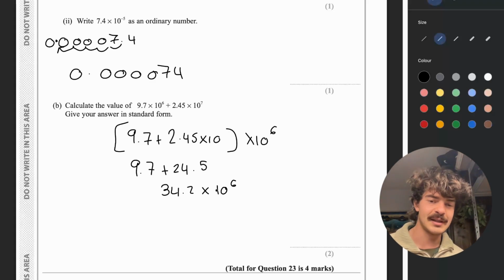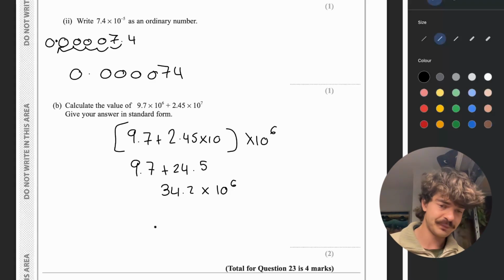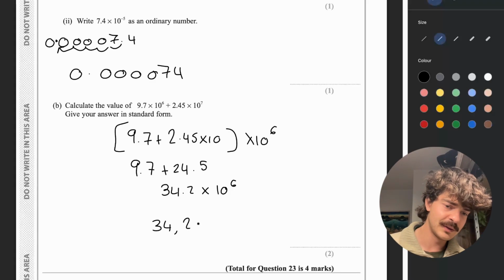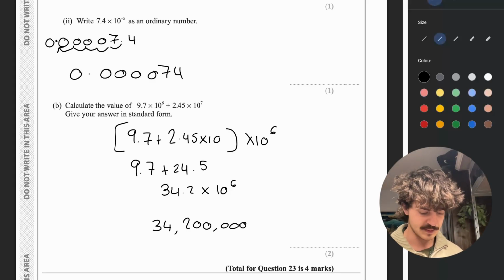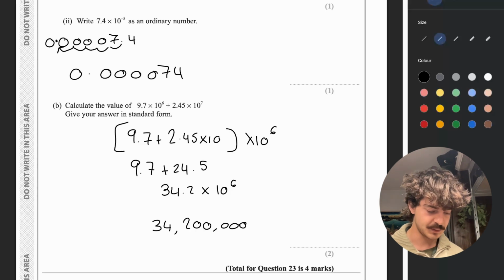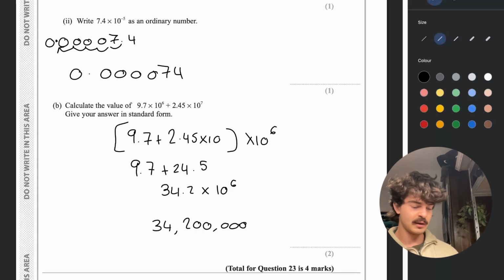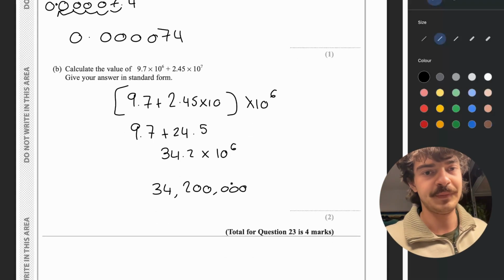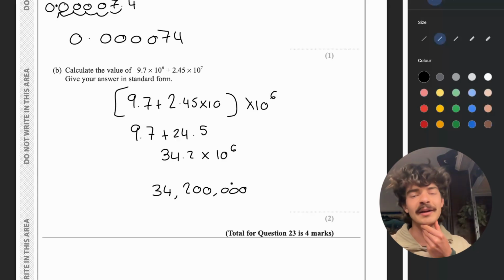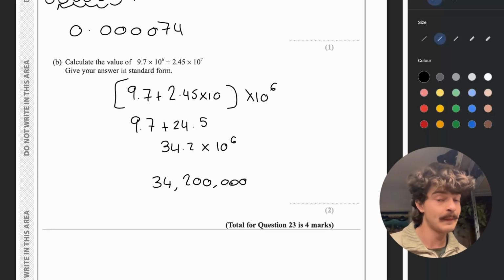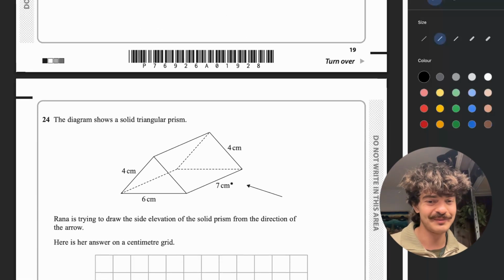And times 10 to the 6 is famously a million. So you're going to have 34,200,000 like that. Let's just double check through it again to make sure everything's okay. Times 10 to the 6 plus 2.45 times 10 to the 7. Yeah, super easy to get these ones wrong. But how many zeros have we got at the end of this thing? 3, 4, 2, and then 5 zeros. Boom. Got that one right. Nice. Very easy to get these ones wrong. And you could be super critical of those zeros, but you're in a calculator paper, use it.